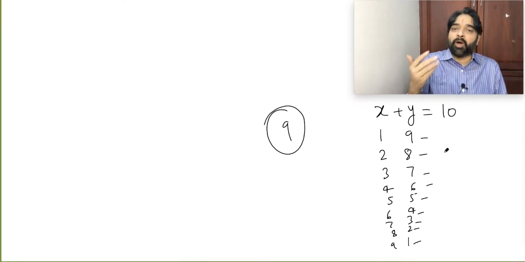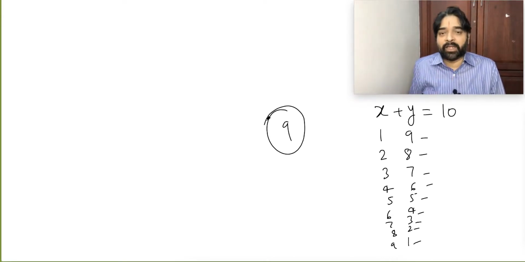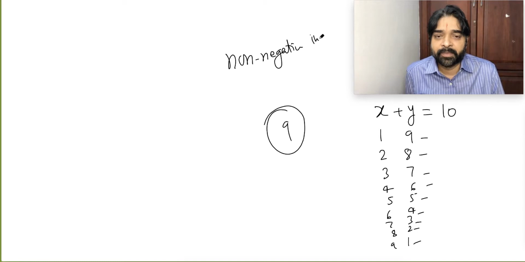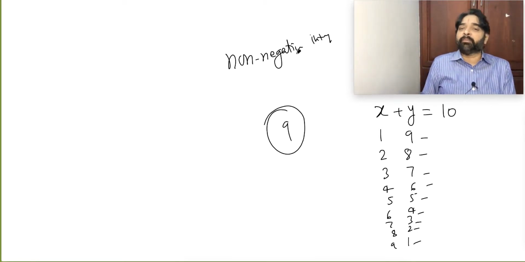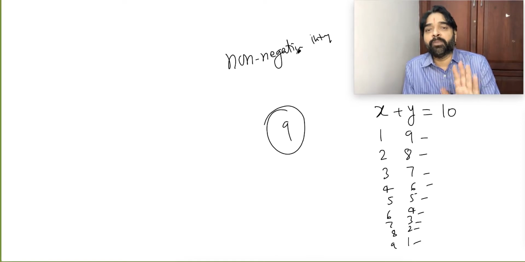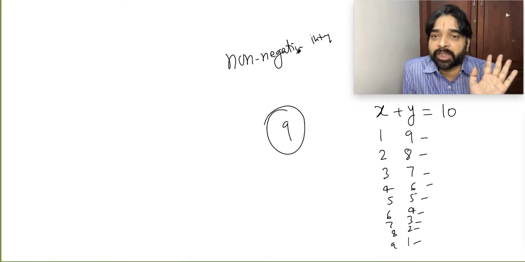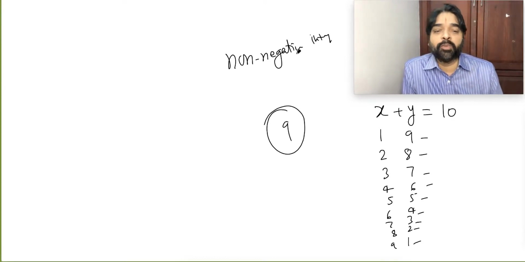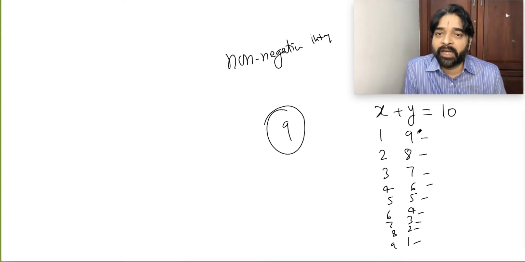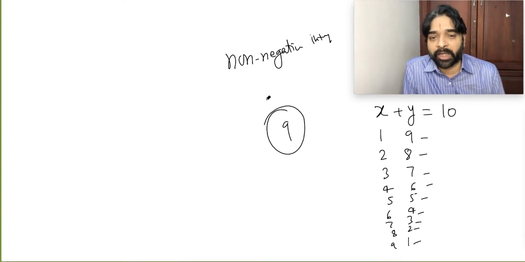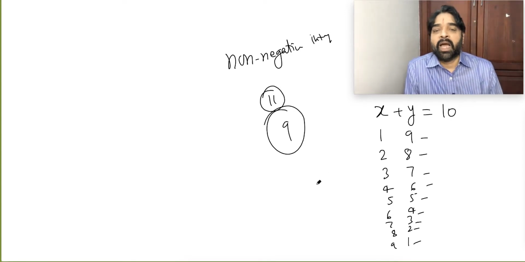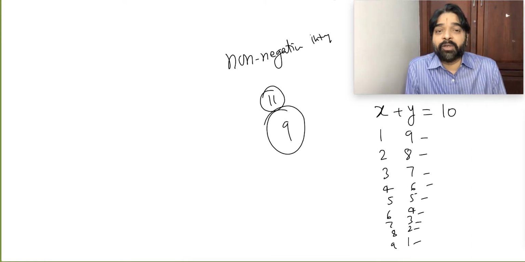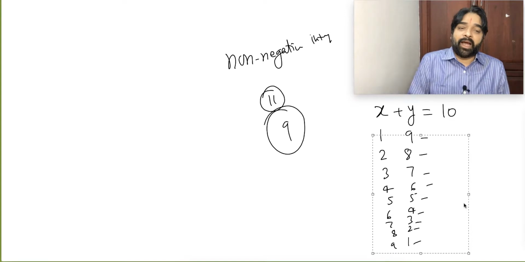If I am asking how many positive integral solutions, they may ask you another way: how many non-negative integral solutions? Do you know the difference between non-negative and positive? Non-negative means positive or 0. Positive means only positive. So here two more solutions will be added. What are they? 0, 10 or 10, 0. So total 11 solutions will come. I am sure all of you are able to understand. Is it clear? But here we are able to do it manually because there are only two variables and 10 is a small quantity.